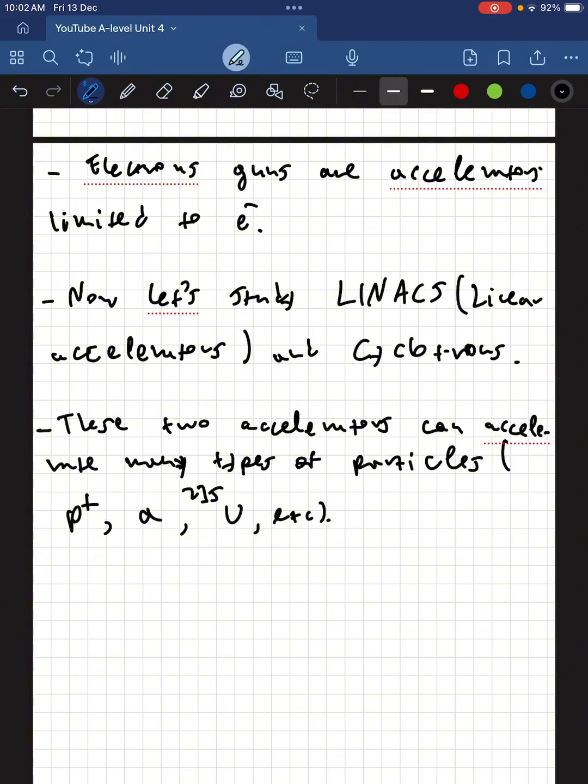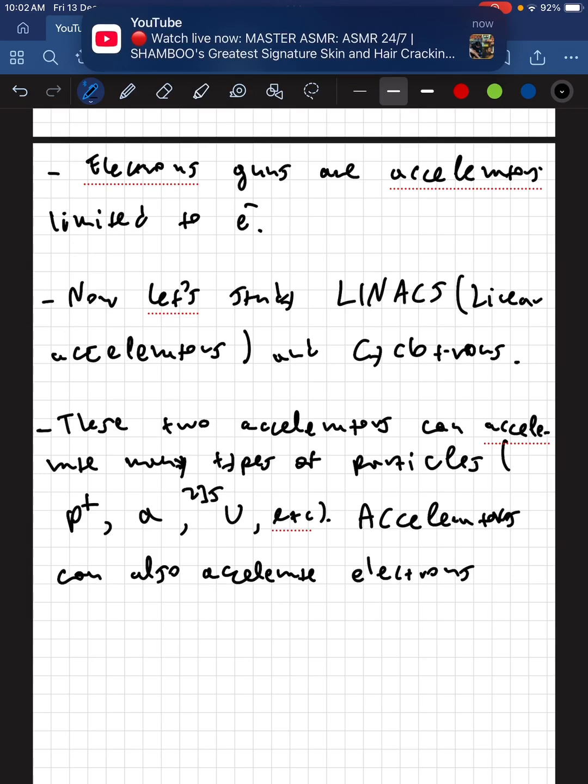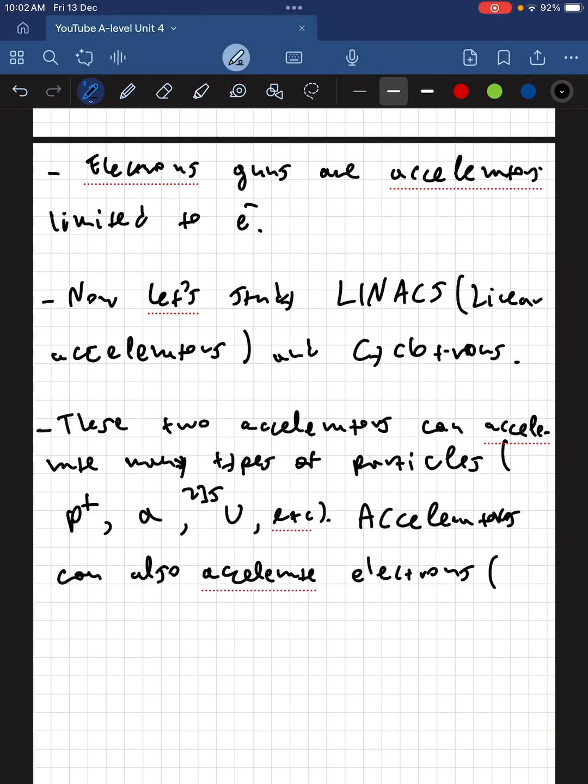And LINACs and cyclotrons can also accelerate electrons. The most popular one that accelerates electrons is SLAC, the Stanford Linear Accelerator, okay? So it is used to accelerate electrons, and it's at Stanford University, okay?